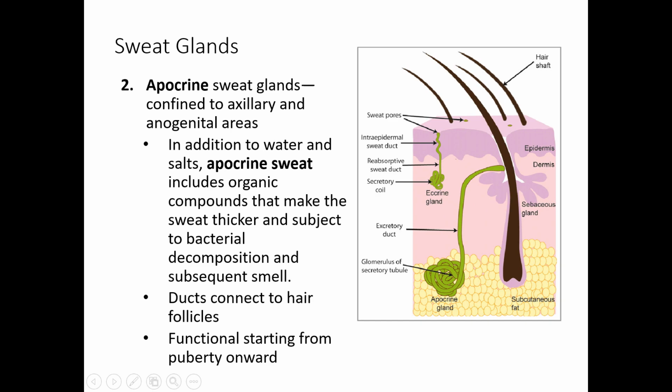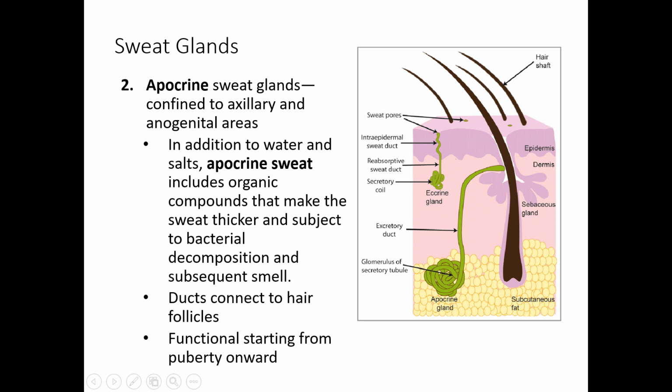Apocrine sweat glands are different. It's also a coiled tube. Usually it's sitting deeper in the tissues, and its duct opens not on the skin surface but to the hair, right to the hair root, and the sweat goes right here where the hair is going out. Those mostly exist in axillary and anogenital areas around reproductive organs, and in addition to water and salts, the sweat produced by those glands will have some organic compounds.